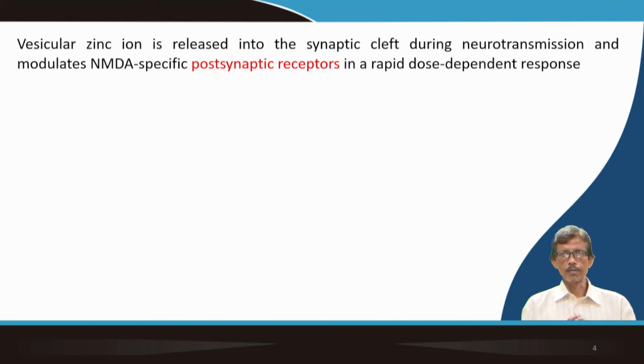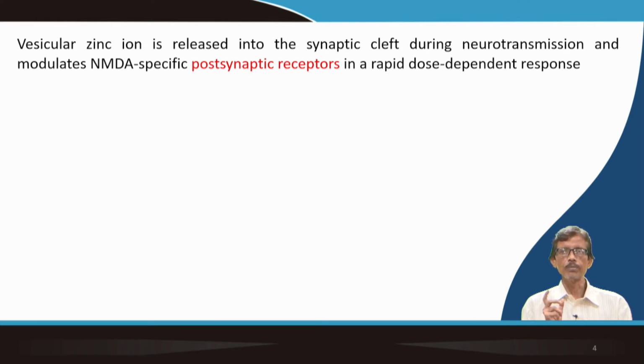So, you have the vesicles, we all know the vesicles form lipid layers and all this, and you can have the zinc ions inside. What we call vesicle formation is like your micelle formation. So, the vesicular zinc, if it is trapped inside those vesicles, we call it vesicular zinc, and it is released into the synaptic cleft during neurotransmission.